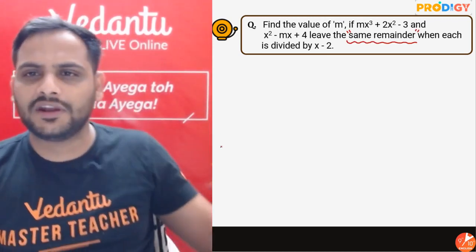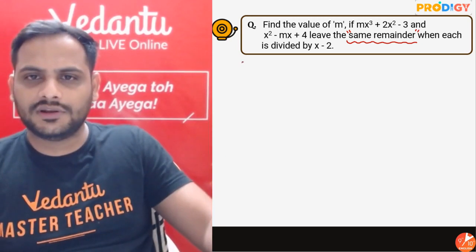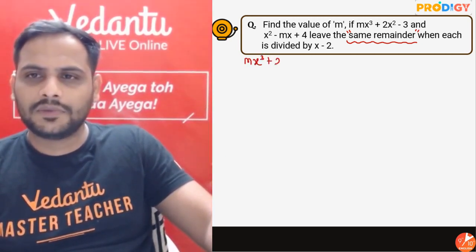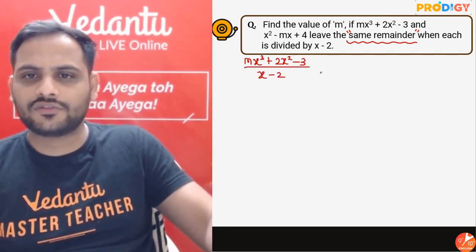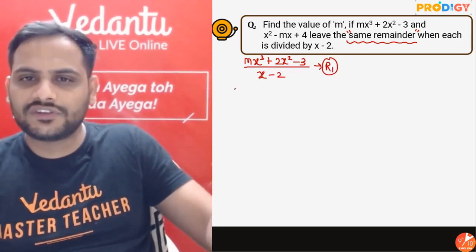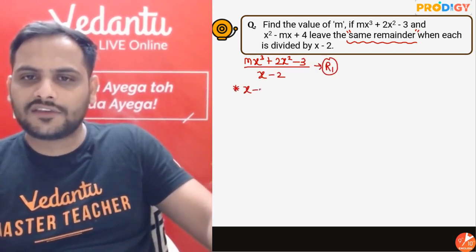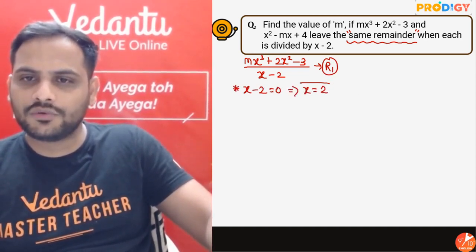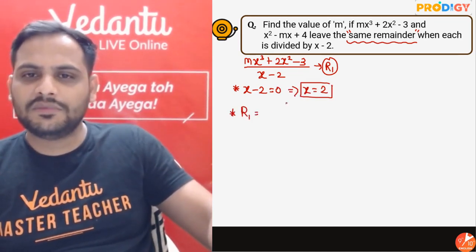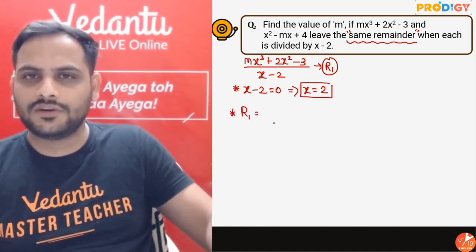Let's focus on the remainder first. When this polynomial mx cube plus 2x square minus 3 is divided by x minus 2, let's say the remainder is r1. Two steps, beta. First step, x minus 2 equal to 0. We can clearly say x is equal to 2. Then the remainder will be equal to the value of this polynomial at x equal to 2.